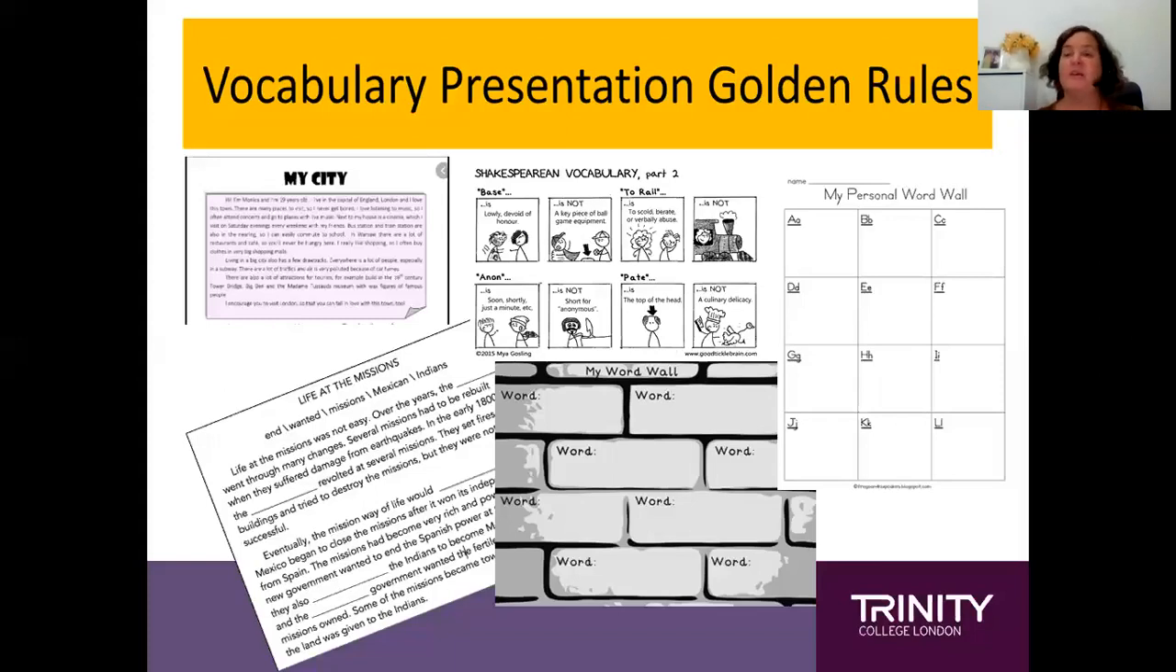All right. So this is how we present vocabulary, and a couple of golden rules to remember, which work very nicely in face-to-face lessons and also remotely.